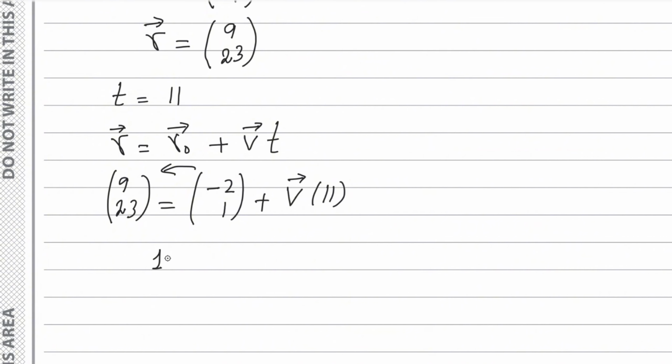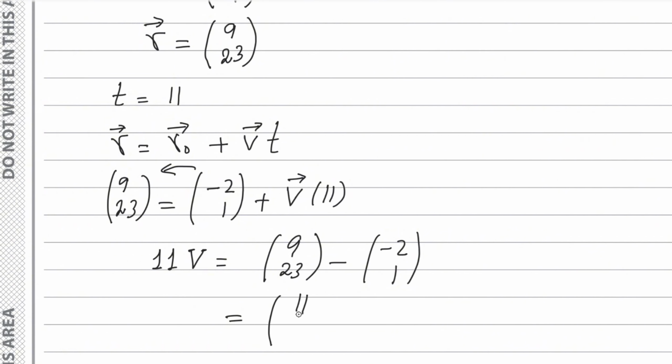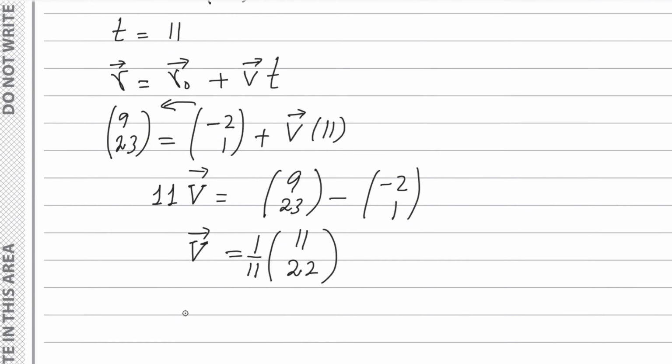So we can write 11v equals 9 and 23 minus -2 and 1. Corresponding numbers will be added together. Minus and minus makes plus, so it becomes 11, and 23 minus 1 is 22. We can also bring the 11 over, so 1 over 11 equals v. v is a vector, and 11 will divide both numbers. We get the velocity v, the constant velocity with which it is moving. So 11 divides both numbers, and the answer is 1 and 2.